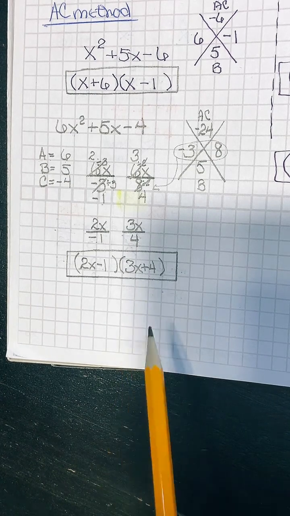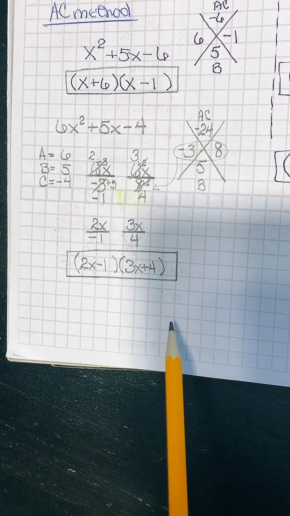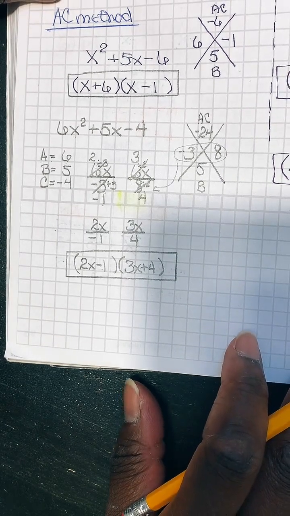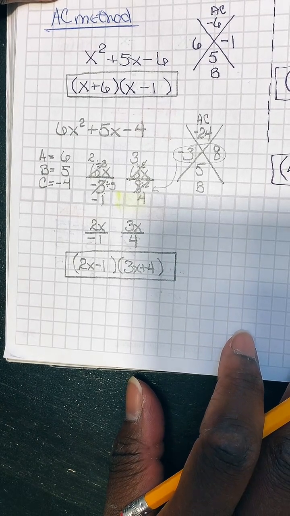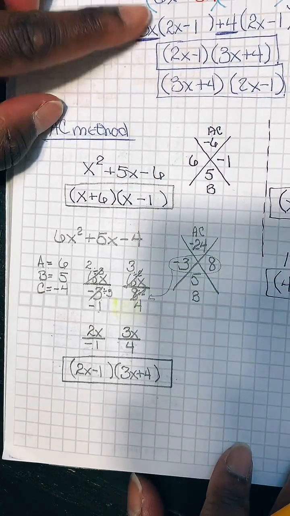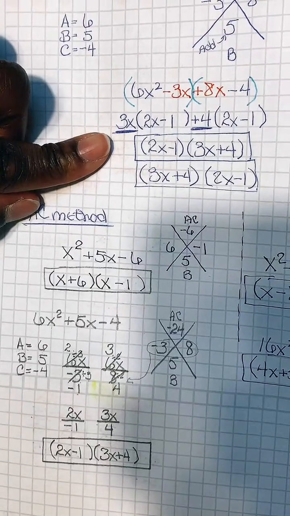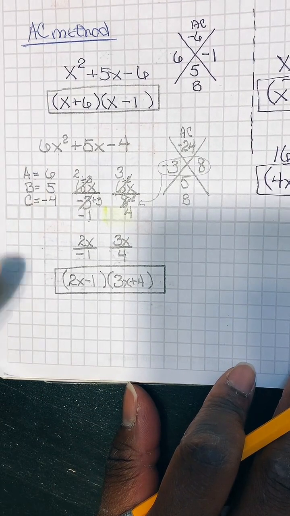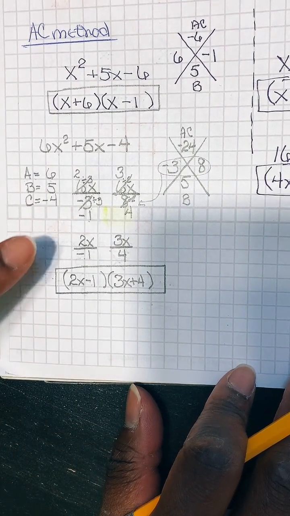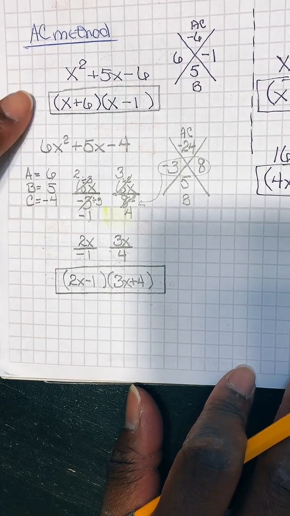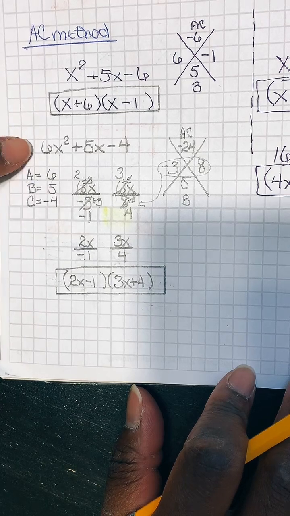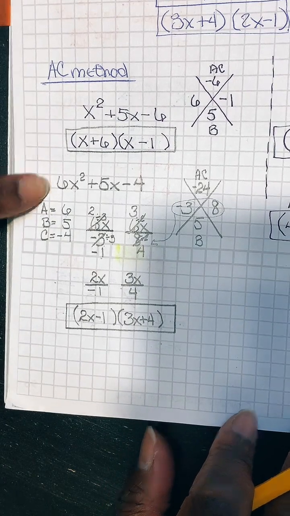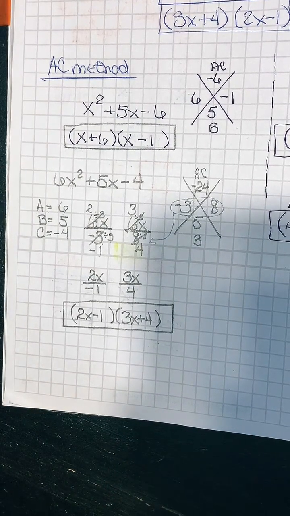But I think the reason why a lot of teachers do the grouping, especially when the A is not 1, is because you can get to your numbers a lot simpler, and plus you don't have to deal with fractions. If you're okay with fractions and reducing fractions, you can do the AC method. It doesn't matter if A is 1 or -1 or not 1 at all.